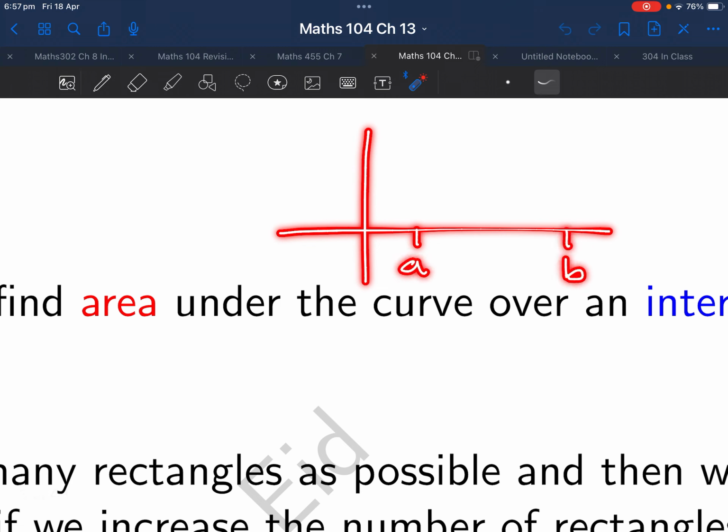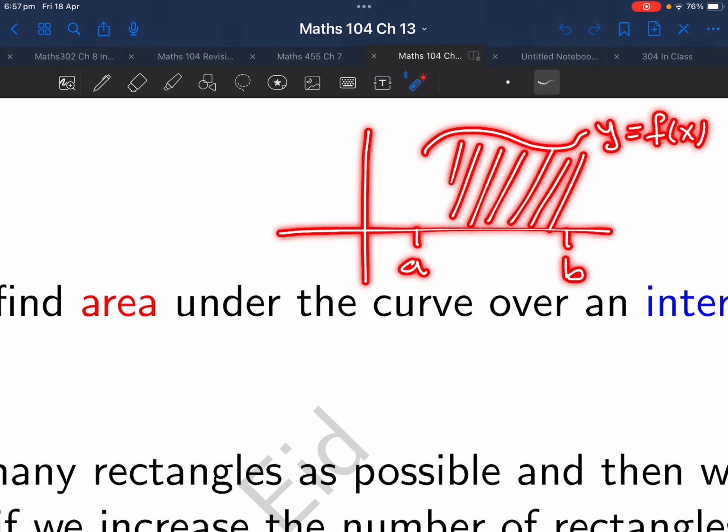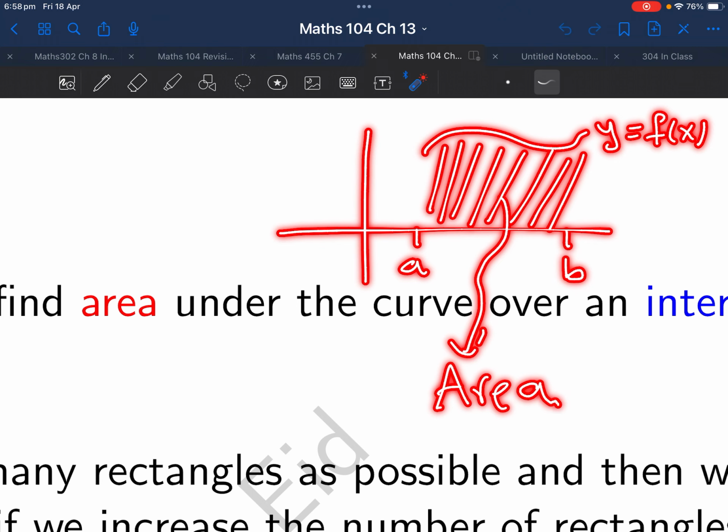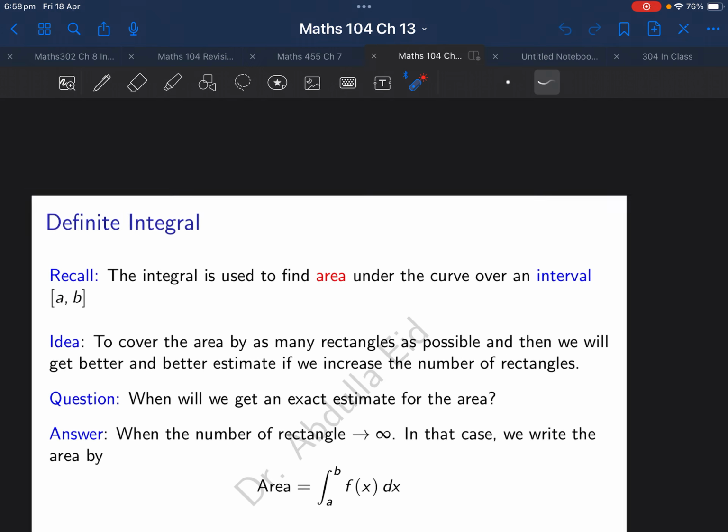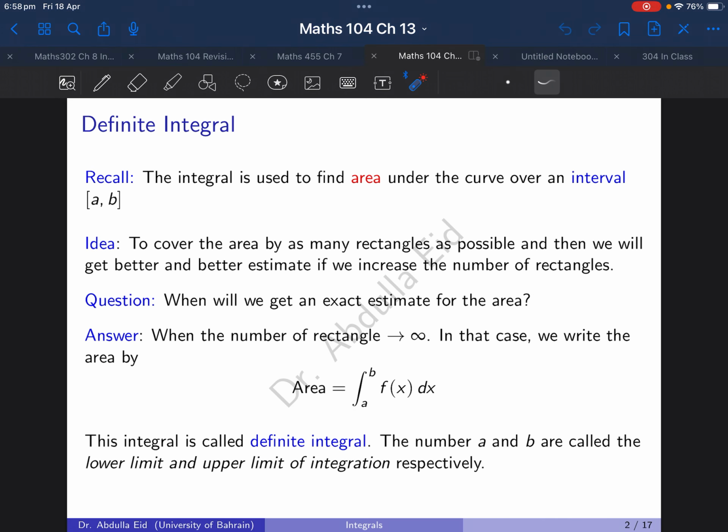This is A, this is B, and this is a function y equals f of x. Now, the definite integral will tell you how much this area is. It's like when we have the formula for the area of a rectangle. Now we want a formula for the area under any function f of x. That's where we will use the definite integral.